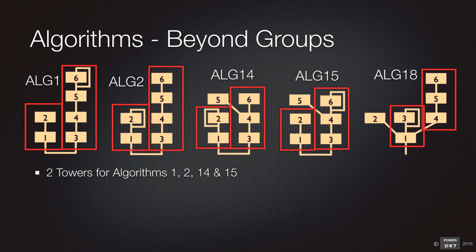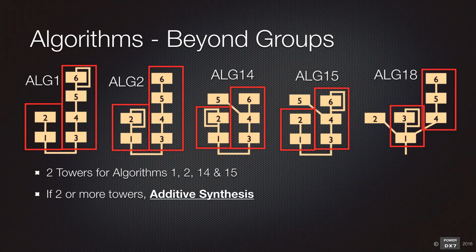Algorithms 1, 2, 14, and 15 have 2 towers. The first tower is made up of 2 operators. The second tower is made up of either 3 or 4 operators stacked on top of one another. Note that algorithm 1 and algorithm 2 have feedback loop on different operators.